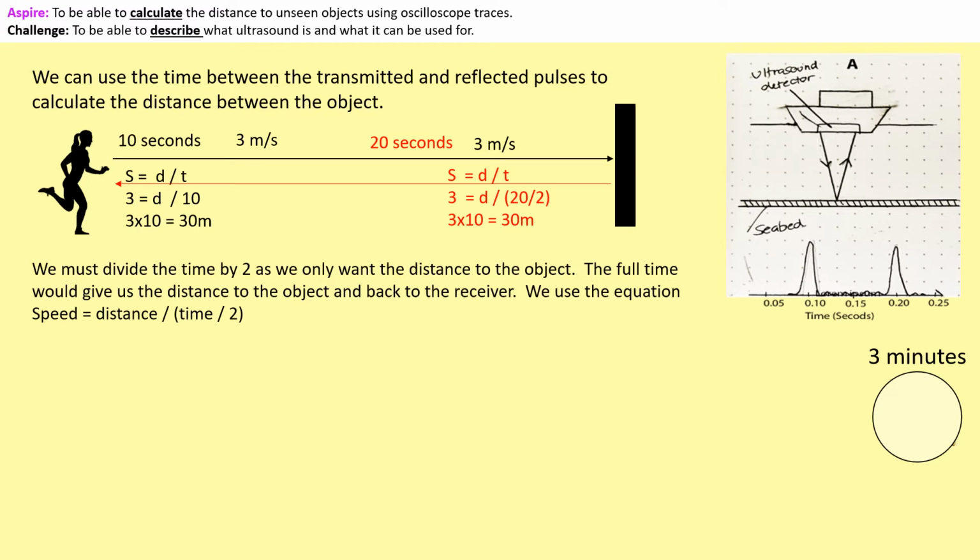So just a really important point. If you know the time to an object and back, you need to divide the time by 2. Okay, so your equation becomes speed equals distance divided by time divided by 2.